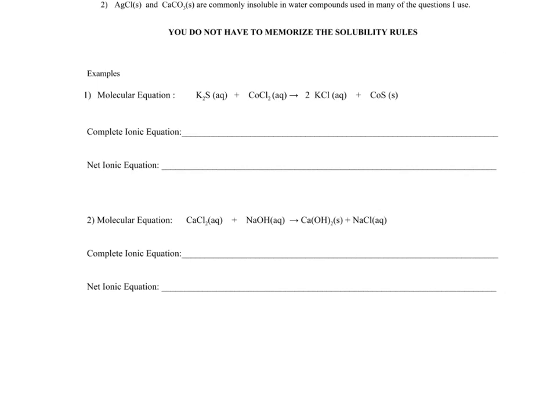Alright, my first example, I have the equation, and it tells me this is the molecular equation. Okay, so this is the type of equation that we've looked at, that we have practiced with all year long. It says K2S, potassium sulfide, which is an aqueous solution, plus cobalt chloride, which is also an aqueous solution, reacts to produce 2 moles of potassium chloride, which is aqueous, and cobalt sulfide, which is a solid.